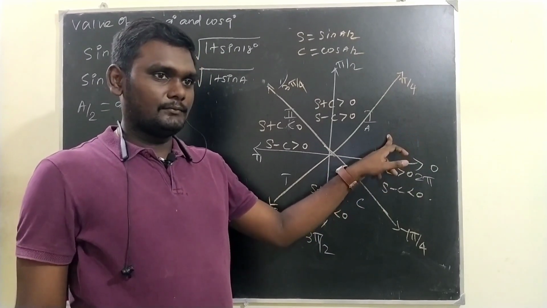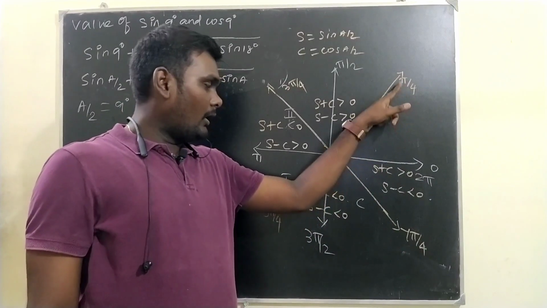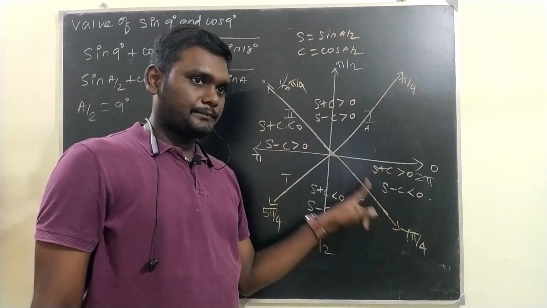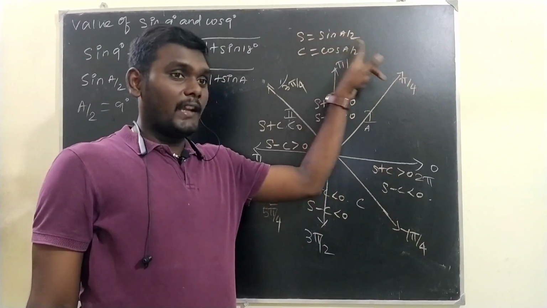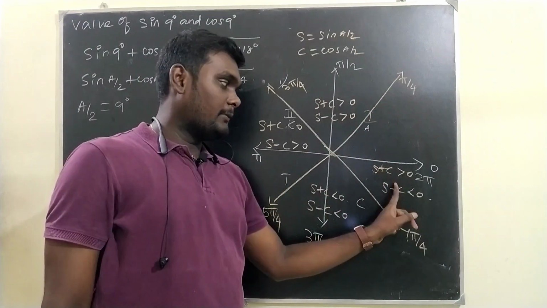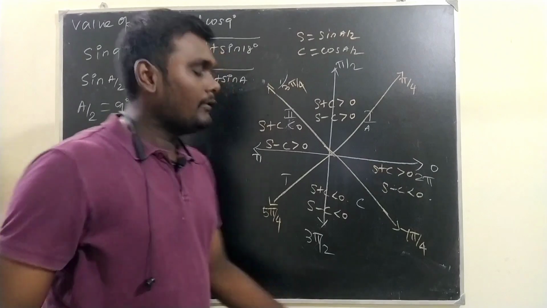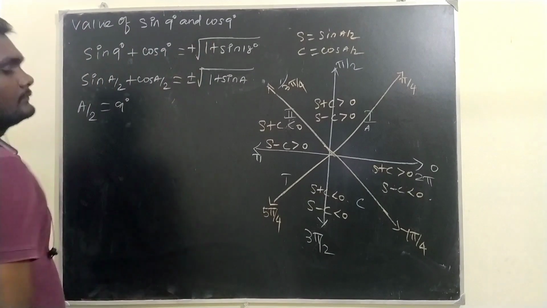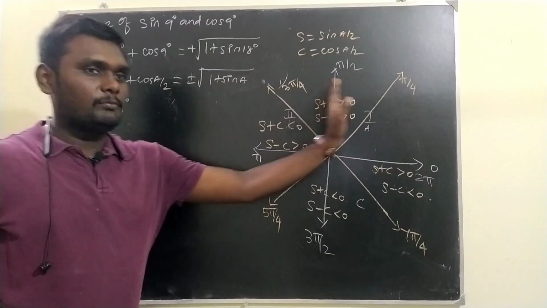This part, like these cross lines I wrote, right? So along this quadrant, S plus C. S plus C means S is sin A by 2, C is cos A by 2. So is this S plus C positive or negative? So we should choose the positive one. This is general. Whether positive or negative, we will choose based on this diagram.